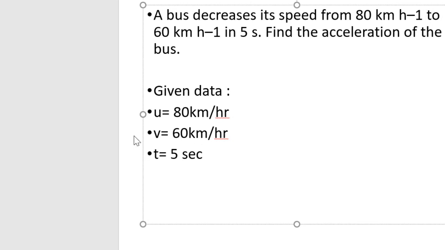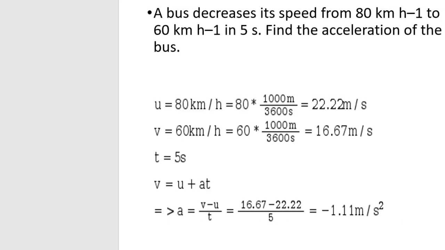So the formula is very easy. What is the formula for acceleration? We know that the formula is v is equal to u plus at. This is the first equation of motion that we did. From this equation you can calculate your acceleration. See, I have converted this into meters per second. So we get 22.22 and 16.67. And when we substitute, you know v, you know u, you also know your time.